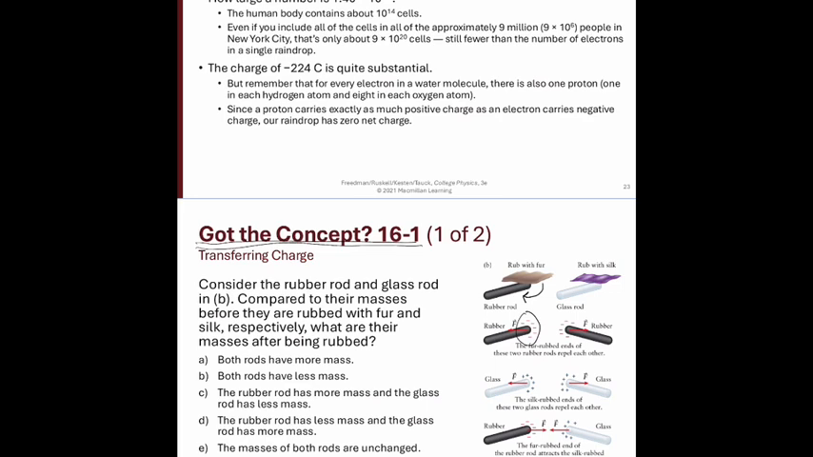So now in the case of the silk with the glass, we rub them together, and what's left behind on the glass is some positive charges. But remember that electrons are the mobile charges. They're the ones moving around. So what's happened is the electrons have left the glass and gone to the silk, leaving behind an absence of negative charge. An absence of an electron.